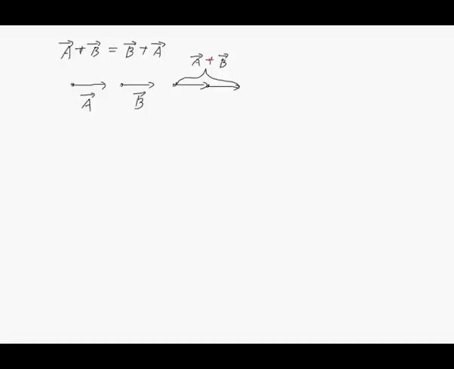And another special case is we have two vectors which have opposite directions. So we have the vector A like this. So this is vector A. And then we have the vector B like this.